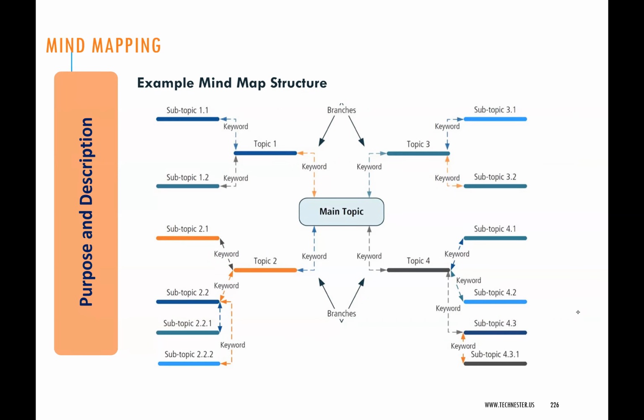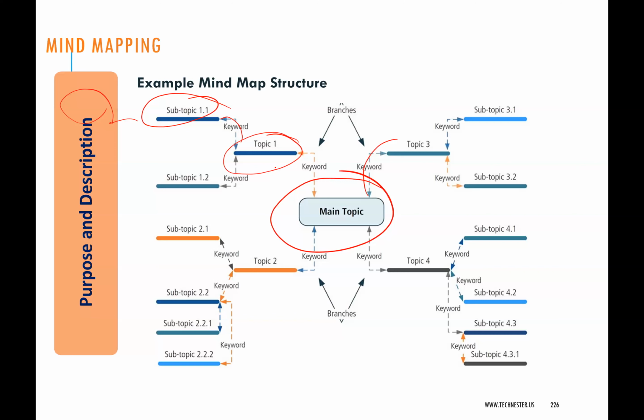But the general idea is that you have a main topic in the middle, and then the topics are linked. So these branches or pathways will have keywords. Then you have topic one, keyword, subtopic, and you can go on to other subtopics. Right? So that is their structure, that the main topic you want to deal with will be in the middle of your mind map.